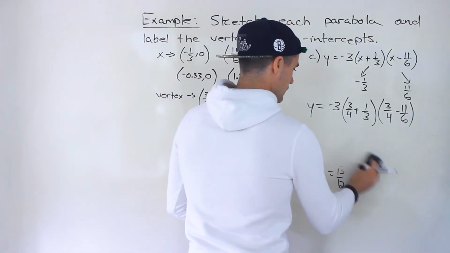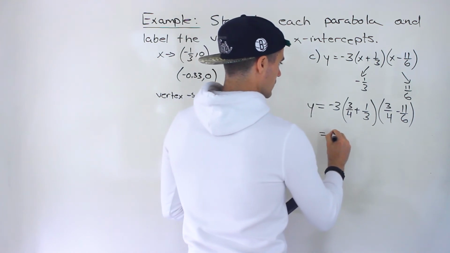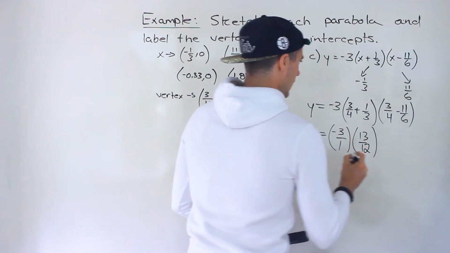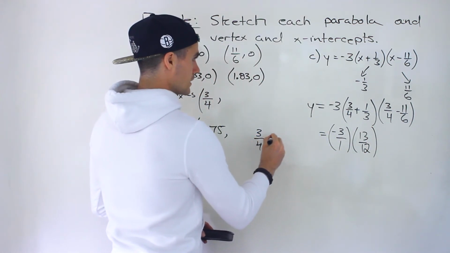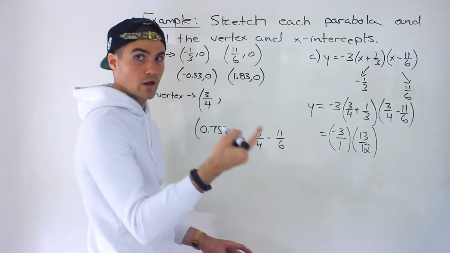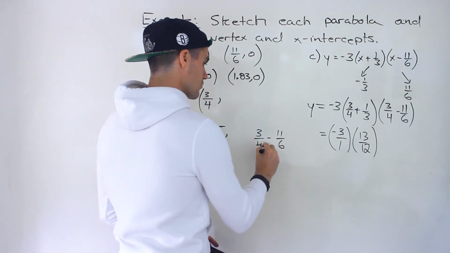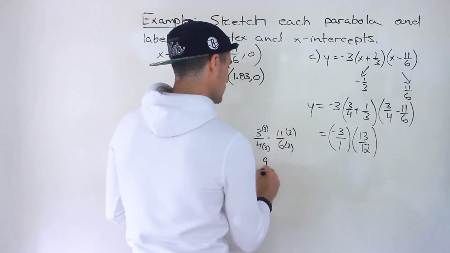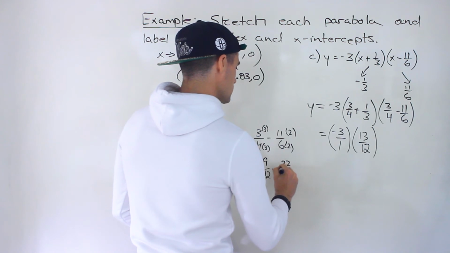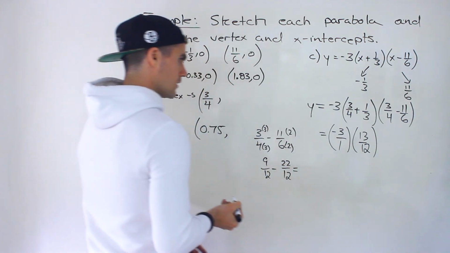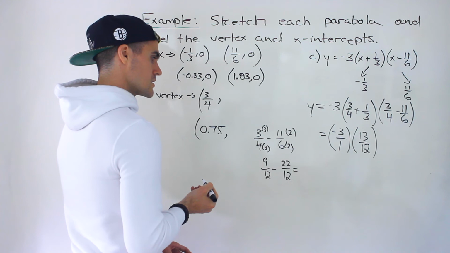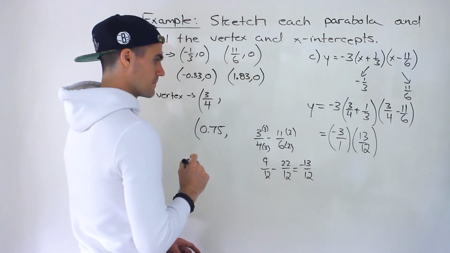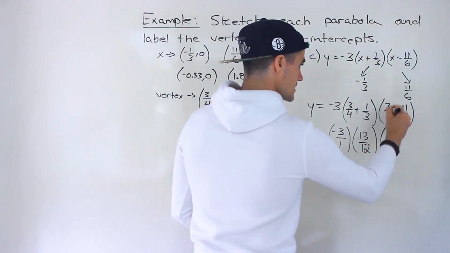13/12. So we'll have -3, that's like over 1, times 13/12. And then we'll have 3/4 minus 11/6. 12 again, common denominator, 3, 3, 2, 2. So we'd end up with 9/12 minus 22/12, which would give us -13/12, like that. Right?